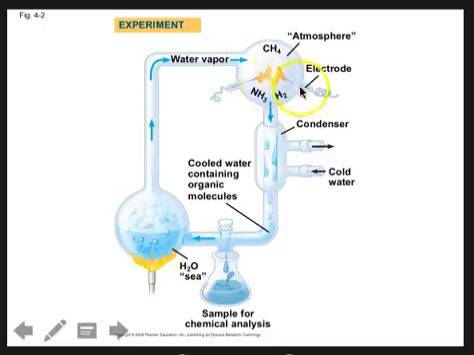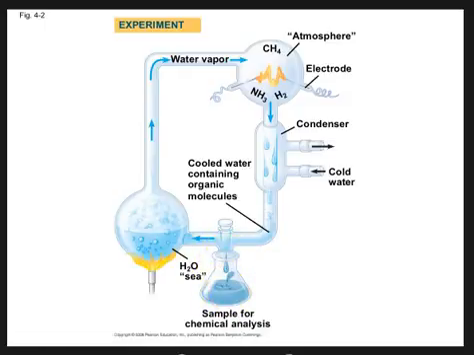Also within this flask, he had two electrodes. What he did was he used those electrodes to generate a spark. The spark was designed to represent lightning in the atmosphere. He wanted a synthetic discharge to mimic lightning. And then we had condensation through this condenser here, and what he collected down here was his sample for analysis.